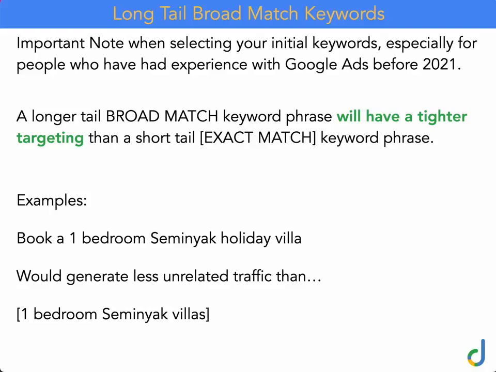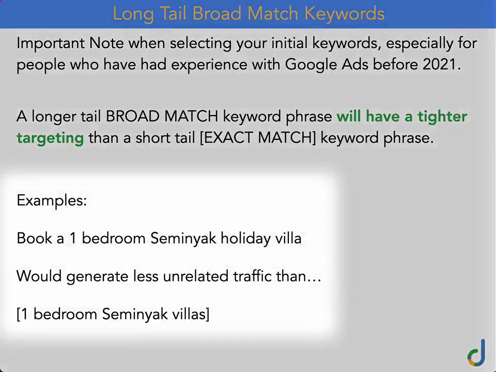Just think about that. Nowhere before in the history of Google Ads would anyone ever suggest that broad match has better targeting than exact match. But in this case, a longer tail broad match keyword will have tighter targeting than a short tail exact match. So let me give you an example. The broad match of book a 1-bedroom Seminyak holiday villa would generate less unrelated traffic than 1-bedroom Seminyak villas. And the reason for that is because in this broad match keyword, we've added the extra words of book and also holiday.